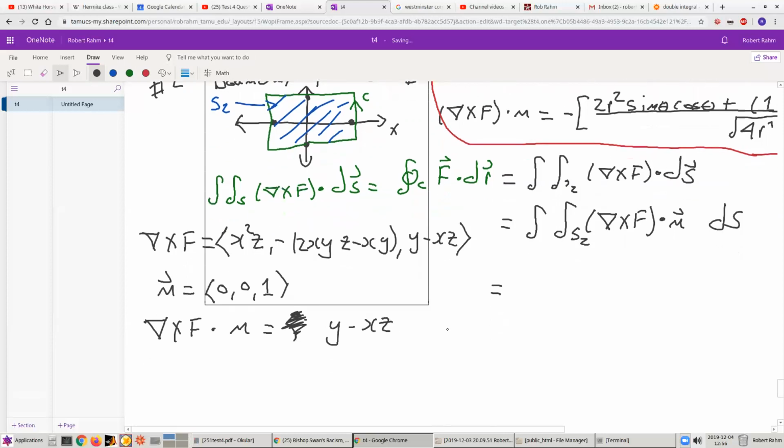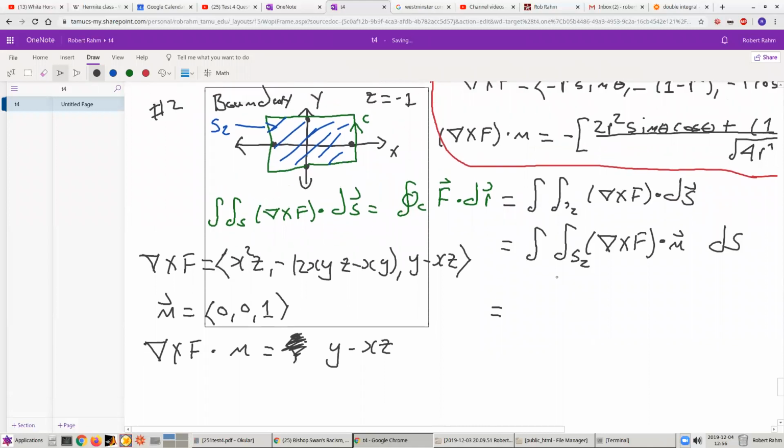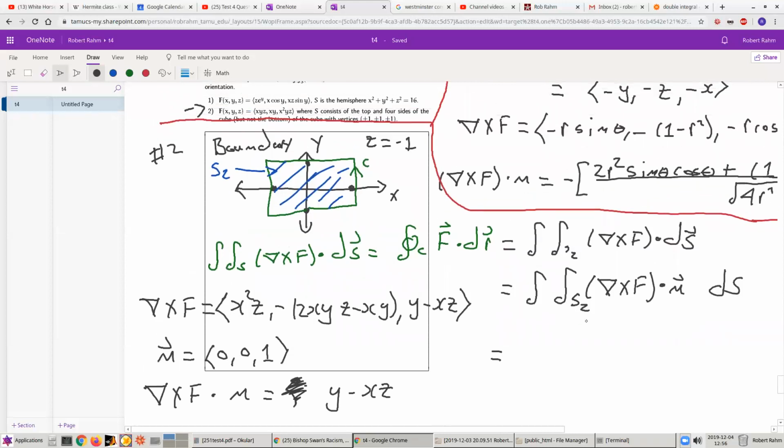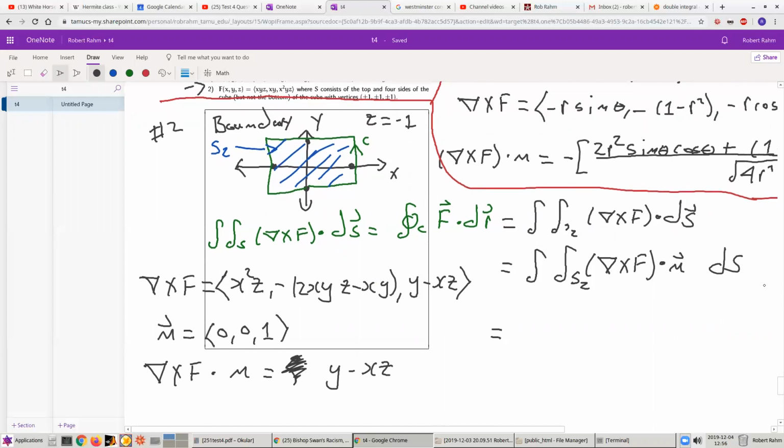Okay, so now there's an important observation that we're going to use here. Whenever we are computing the surface integral and the surface is in a z equals constant plane, this is essentially just like computing a normal double integral. Okay?